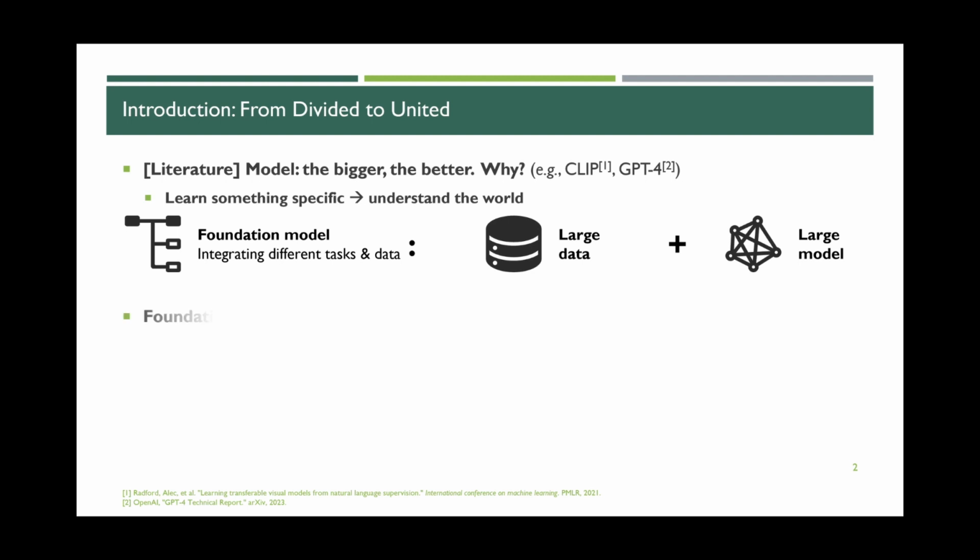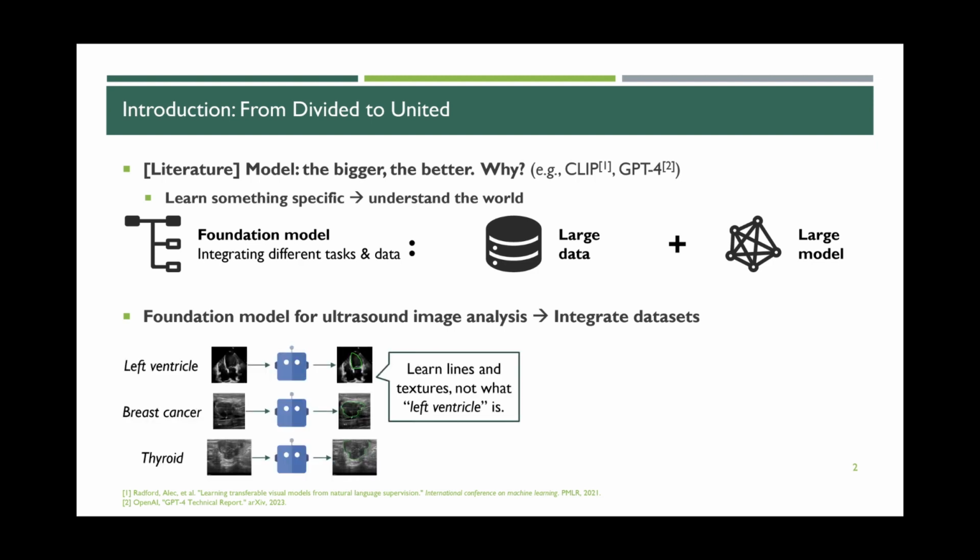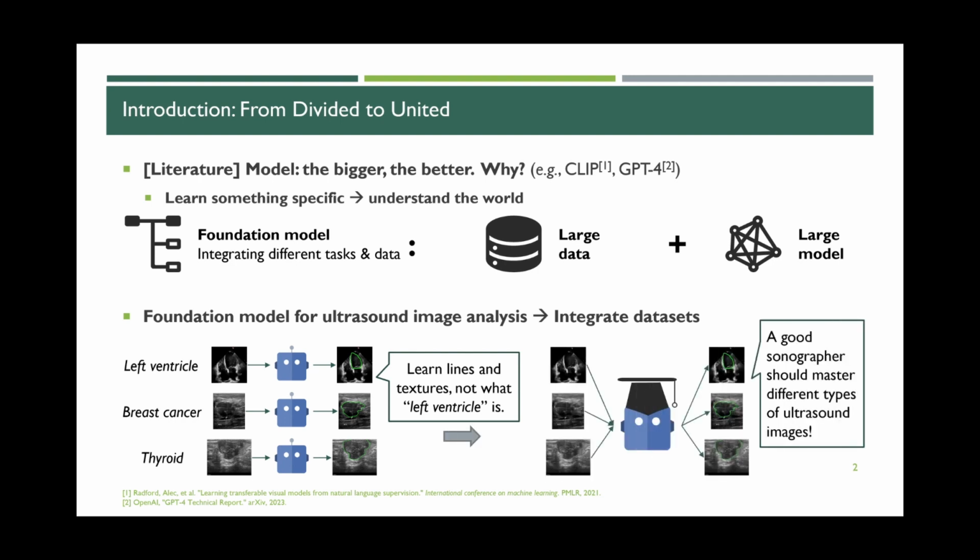Then, we may wonder, can we train a foundation model for ultrasound image analysis? Currently, we train different small models for different types of images. However, a small model trained to segment left ventricle does not know what left ventricle is. All it has learned is some light patterns and certain textures. For humans, a good sonographer should master different types of ultrasound images. Therefore, a powerful model should integrate different datasets and build the concepts of different organs and tissues.